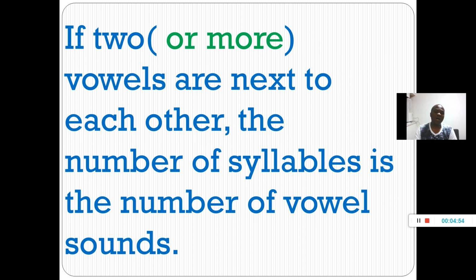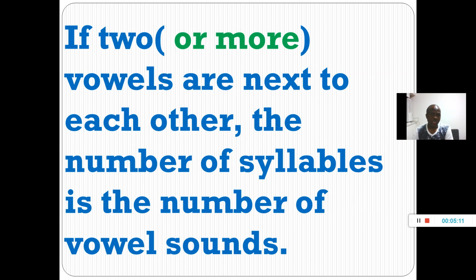If two or more vowels are next to each other, the number of syllables is the number of vowel sounds. So the number of syllables equals the number of vowel sounds. What kind of vowel? Active vowels.